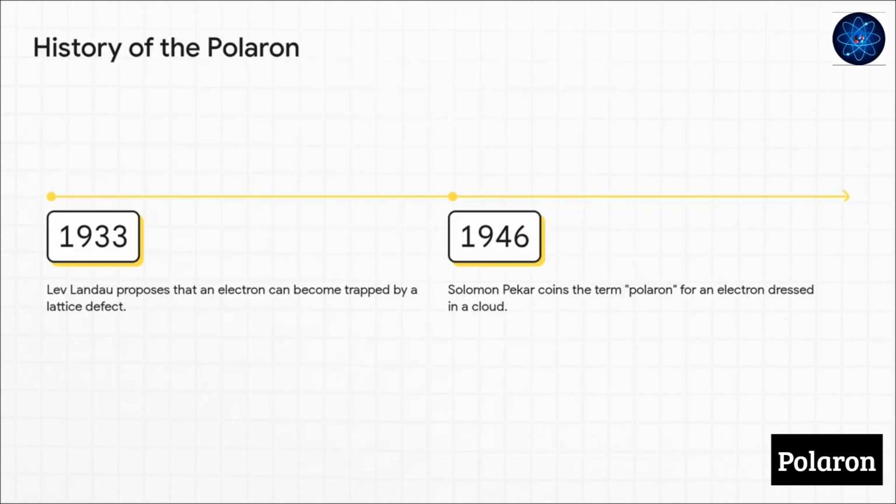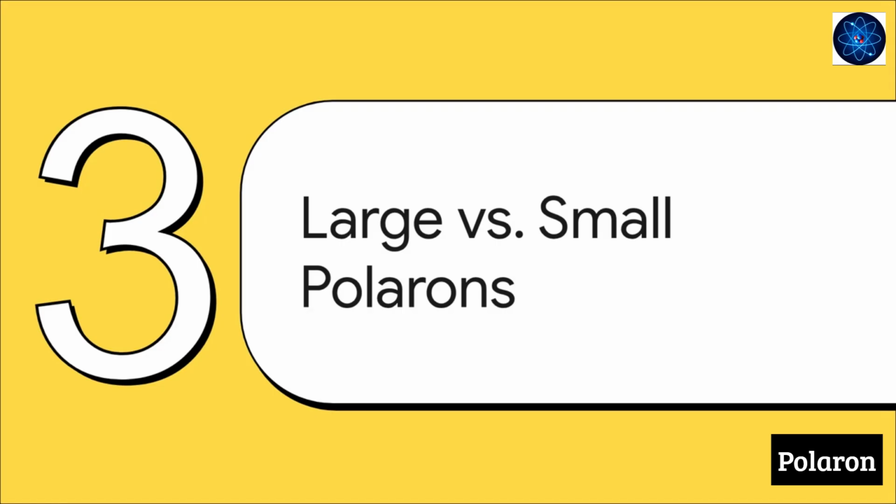Now, this whole idea of a dressed electron isn't exactly brand new. It's been kicking around for a while. It really started back in 1933 with Lev Landau, who had this initial idea that an electron could literally trap itself. Then in the 40s, Solomon Pekar really fleshed it out and gave it the catchy name we use today, the Polaron. Okay, but it gets even cooler, because not all polarons are created equal.